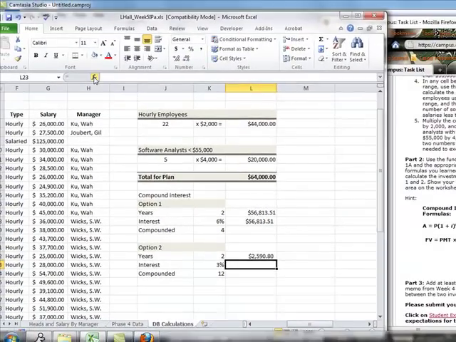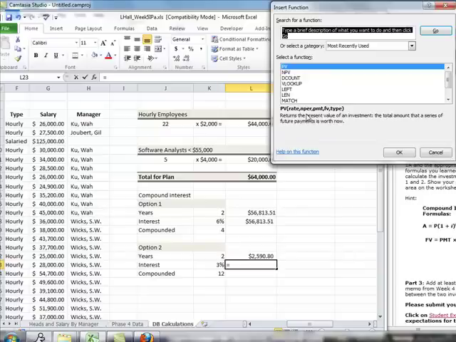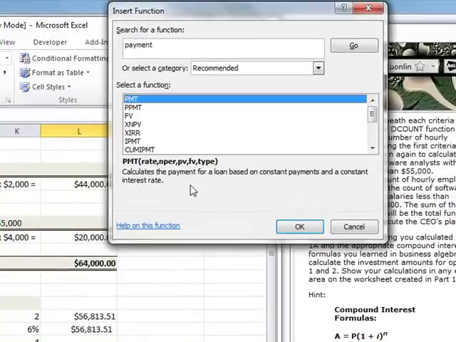Well, let's go up to this function and let's enter payment. Is there a formula that'll calculate my payment? Well, this one calculates the payment for a loan based on constant payments and a constant interest rate. That sounds pretty good to me. So let's try this and see what it does.